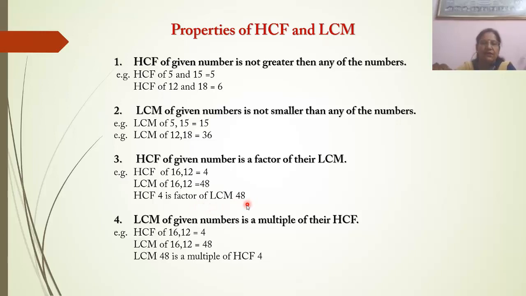The LCM of given numbers is a multiple of their HCF. The HCF of 16 and 12 is 4, and the LCM of 16 and 12 is 48. 48 is a multiple of the HCF. Here we found that the HCF is a factor of the LCM, and here we found that the LCM is a multiple of the HCF. Both are the same thing but written in another manner.